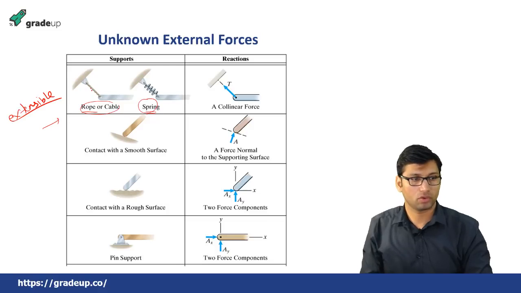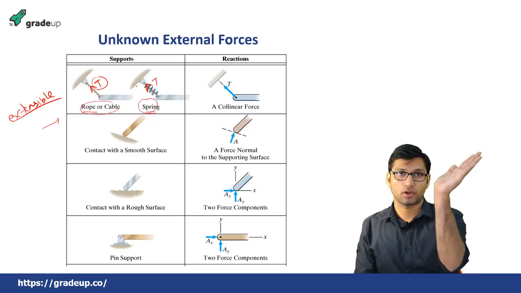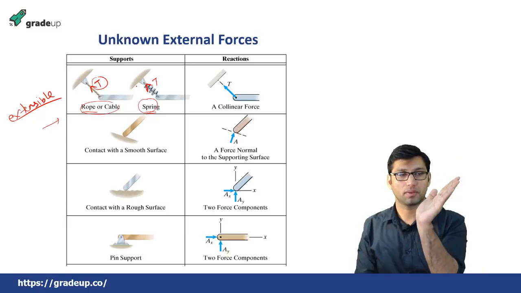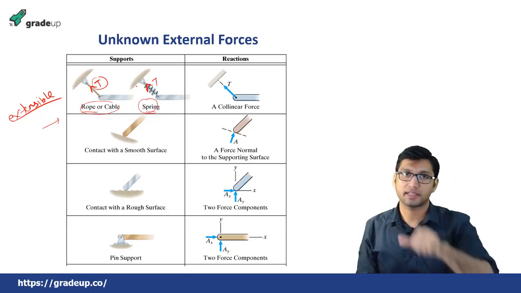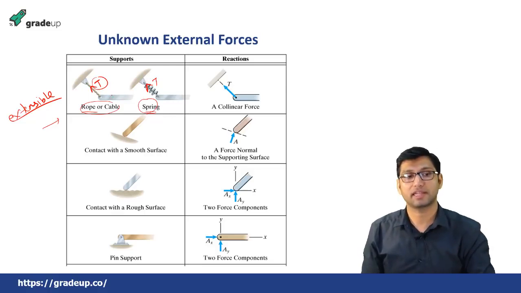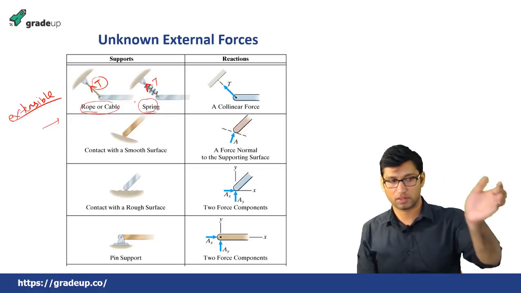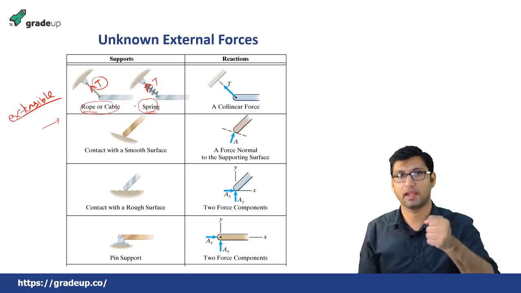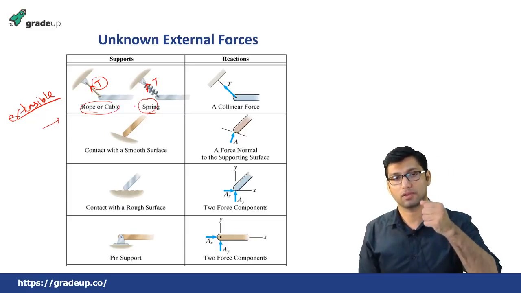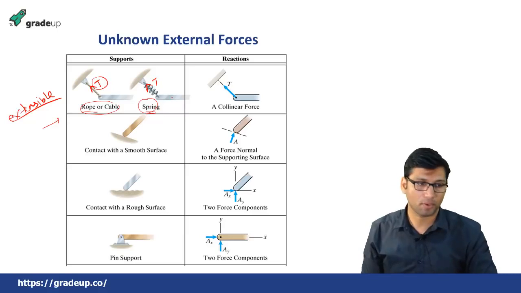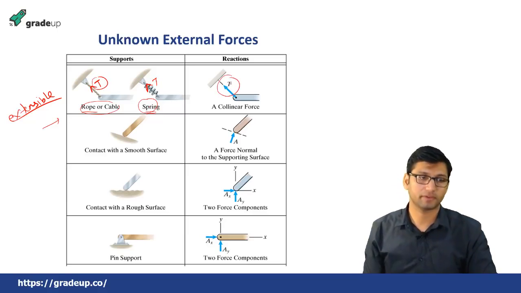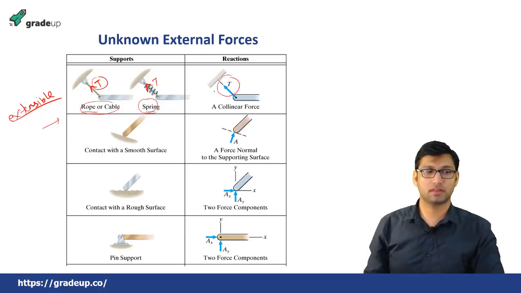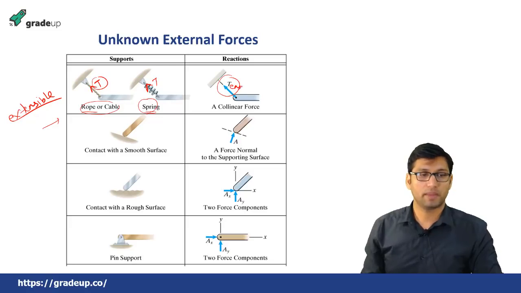Suppose there is a rope or cable. The rope or cable offers a tension force, because the reaction force due to a rope or cable will be a tension force, which will be opposite in direction. So the reaction force of the rope, cable, or spring will be acting in the opposite direction of the motion, and this reaction force in a rope, cable, or string is called tension force.